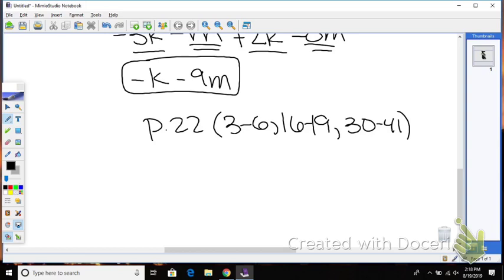Wait, so we can't put it on the same sheet? Today you can, because I'm not going to collect today's. But if we can go over this in class today, we will.